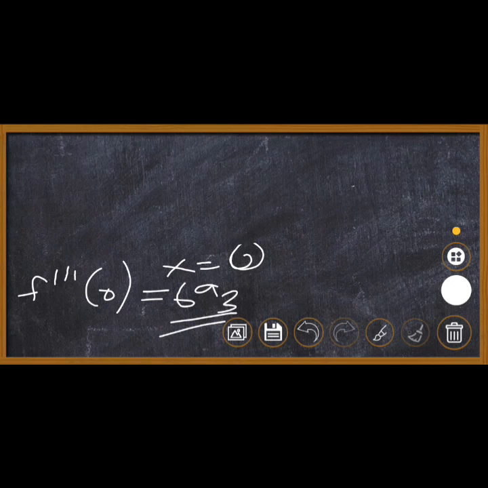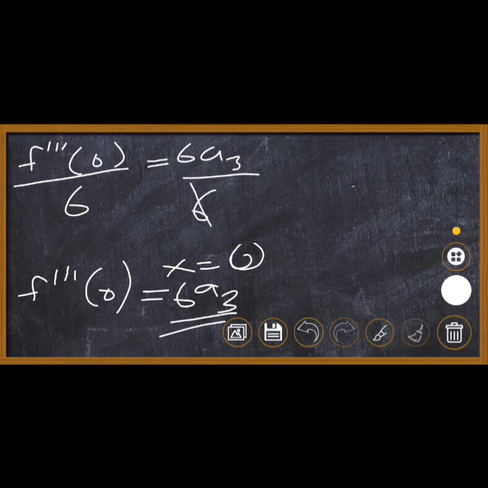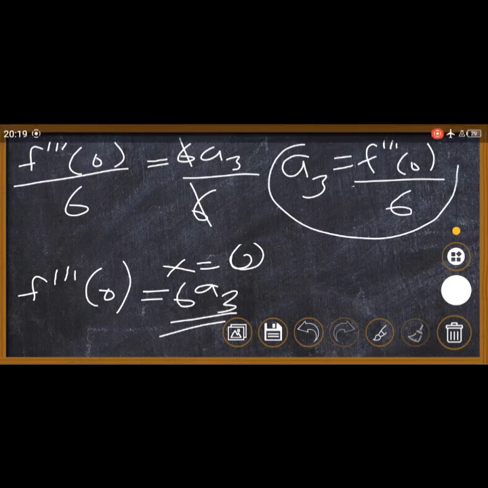So let's make a3 the subject. In this case we are going to divide by 6 throughout. So we are going to have the third derivative of 0 divided by 6 equal to 6a3 over, or rather it's not power there, it's down here, so over 6. So this and that will cancel. So in this case we are going to have a3 equals the third derivative. Make sure that you are taking note of the pattern that's being formed in here. So this is what we have as our a3.